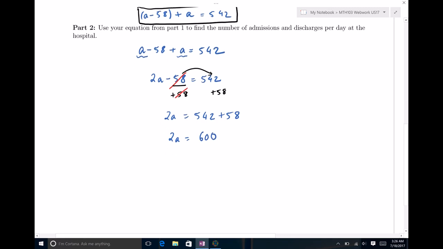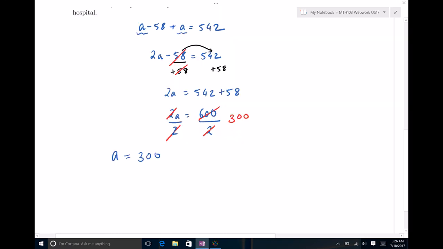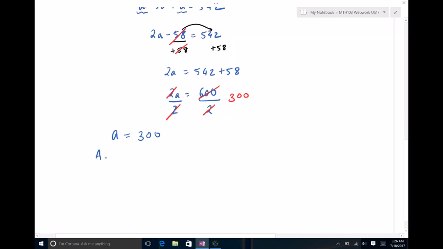To find the value of A, I divide both sides of the equation by 2. On the left hand side this means 2 cancels, and on the right hand side 600 over 2 gives me 300. This means that A is equal to 300, or the number of patients admitted into the hospital is 300.